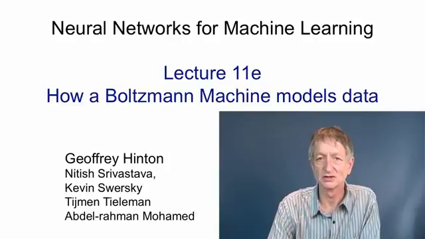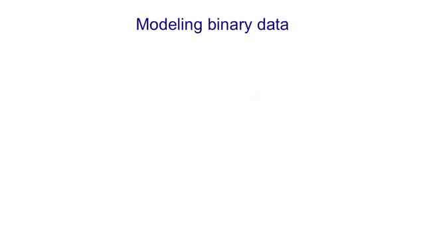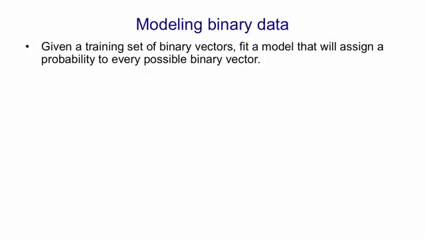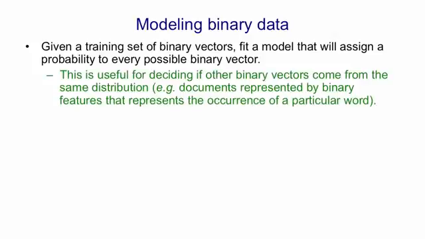a Boltzmann machine. Stochastic Hopfield nets with hidden units, which we also call Boltzmann machines, are good at modelling binary data. So given a set of binary training vectors, they can use the hidden units to fit a model that assigns a probability to every possible binary vector. There are several reasons why you might like to be able to do that.